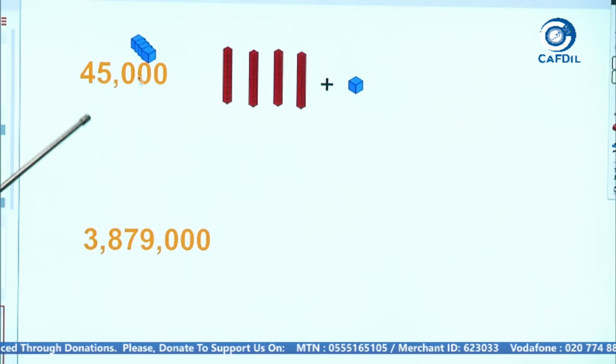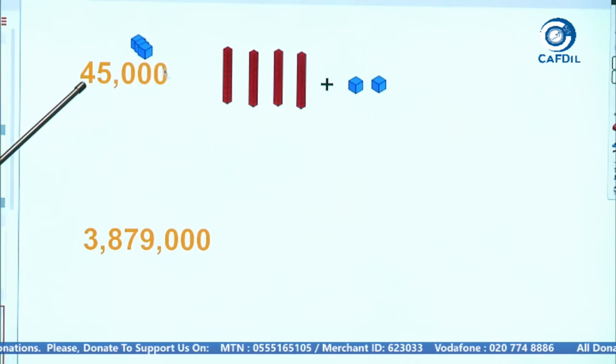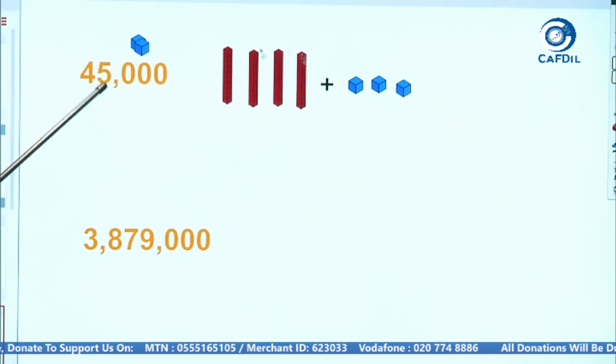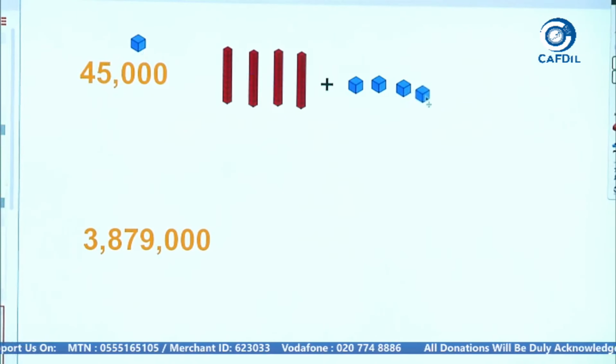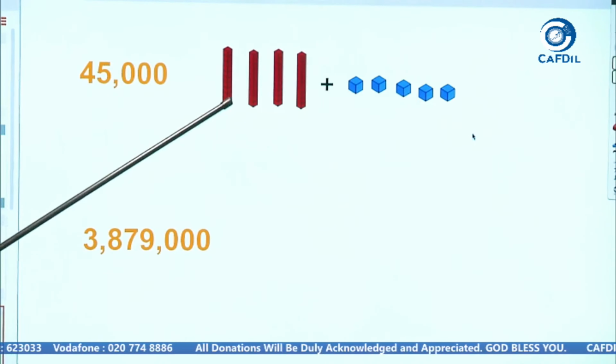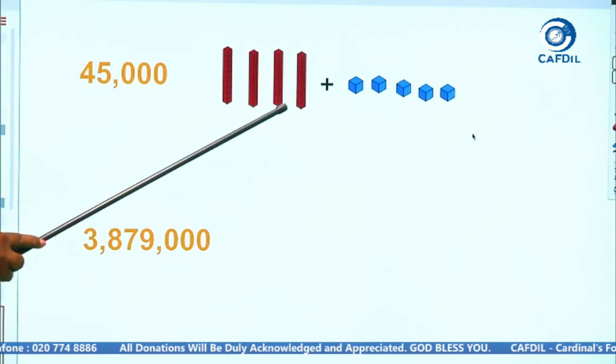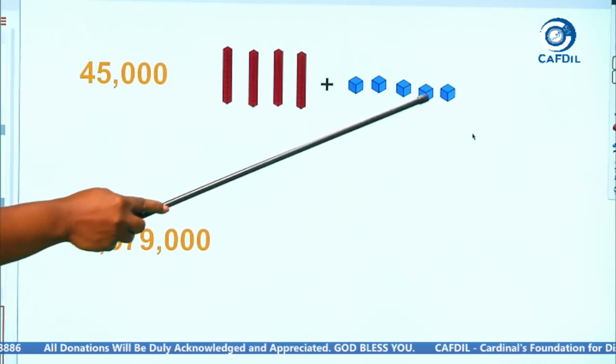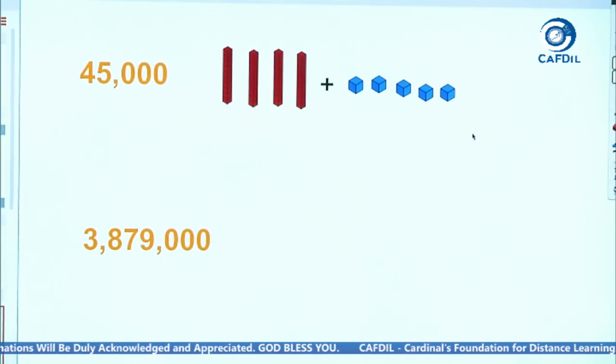If we are to expand this number, we're going to have 40,000 plus 5,000. And 40,000 plus 5,000 is 45,000. We are modeling it. So this will give us 4 longs plus 5 units. When we add their value, we will have 45,000. I want you to do the last one for me. Just 30 seconds.